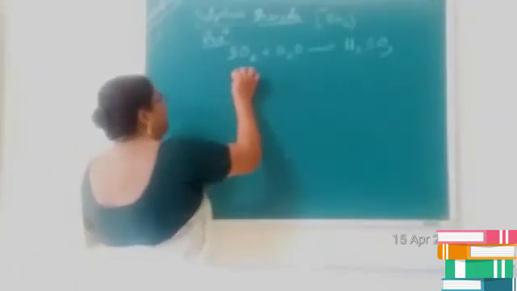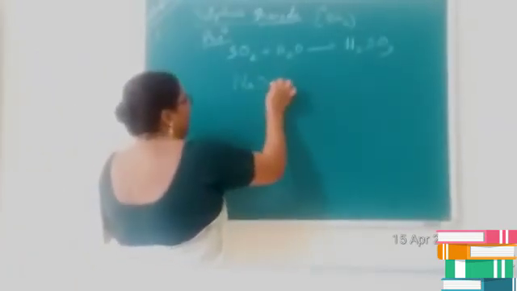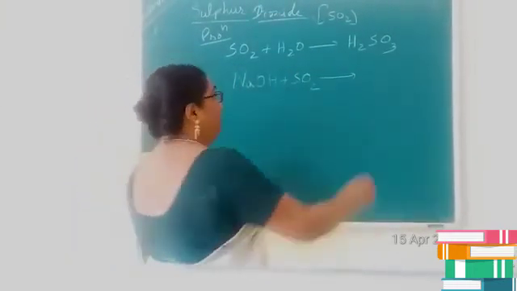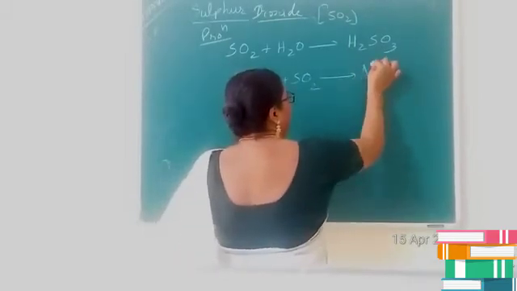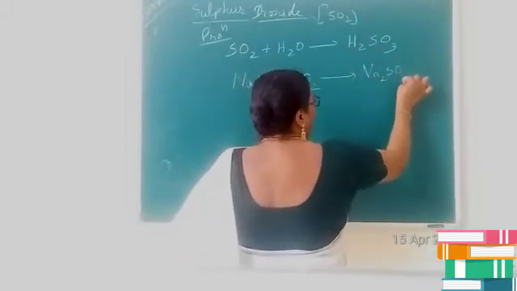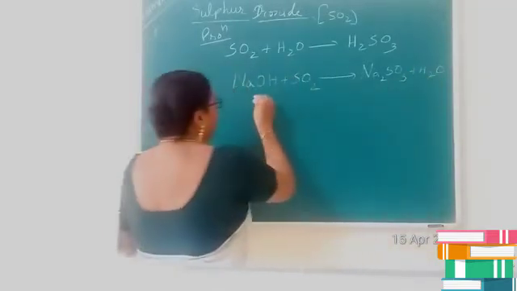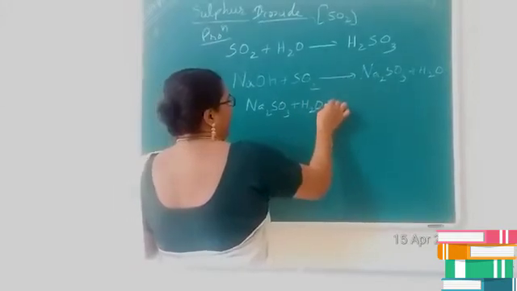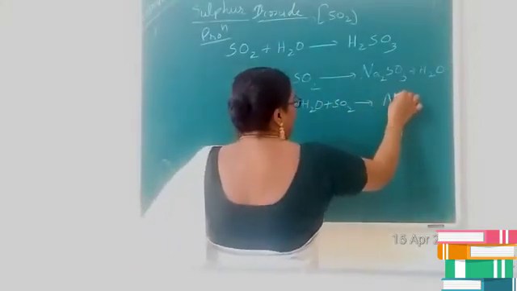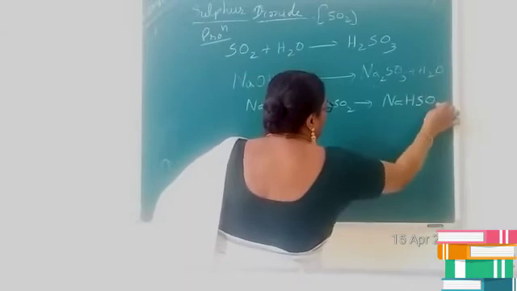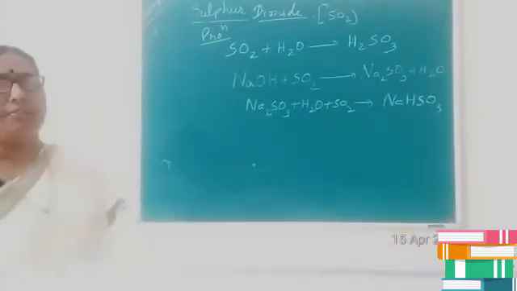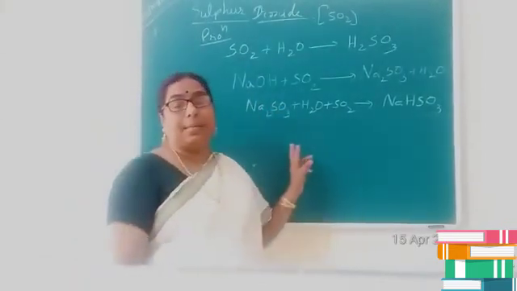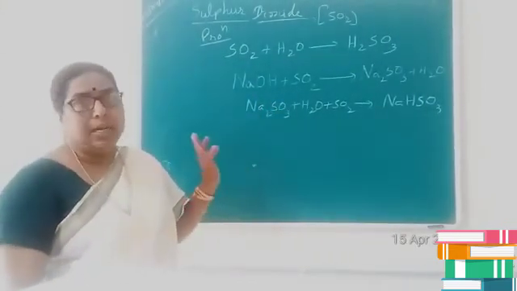Suppose you consider sodium hydroxide. When it reacts with sulfur dioxide, you will get two series of salts. In the first step, you will get sodium sulfite, Na2SO3, plus water. When this Na2SO3 reacts with excess sulfur dioxide, it produces NaHSO3, sodium bisulfite or sodium hydrogen sulfite, as the product. So here you can see that it is the same way carbon dioxide reacts with calcium hydroxide.